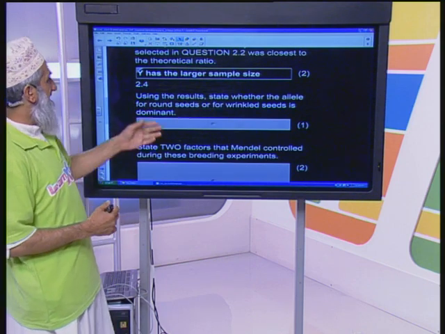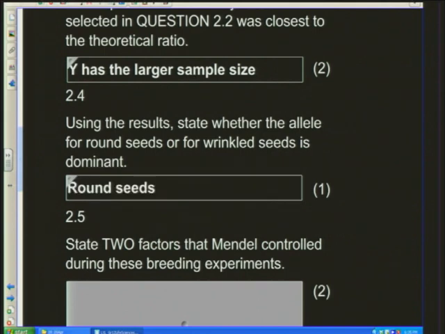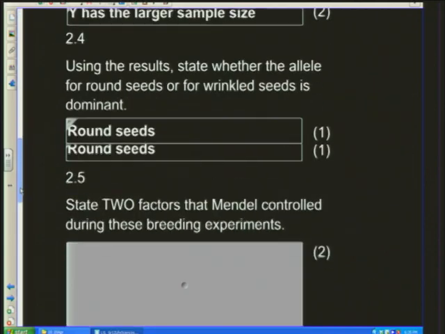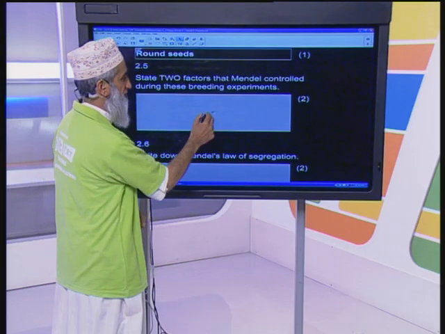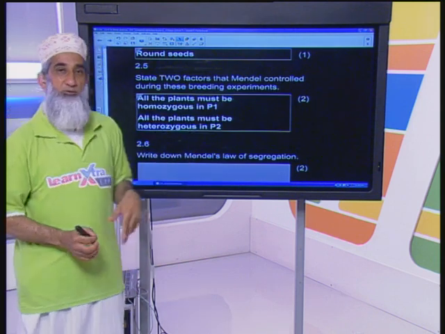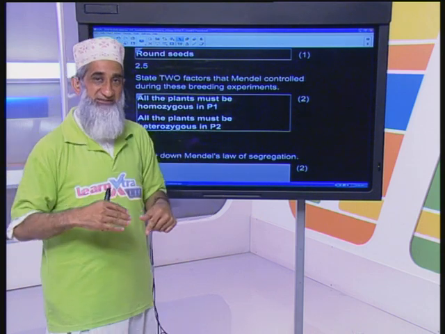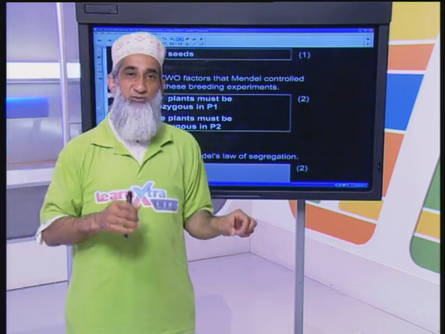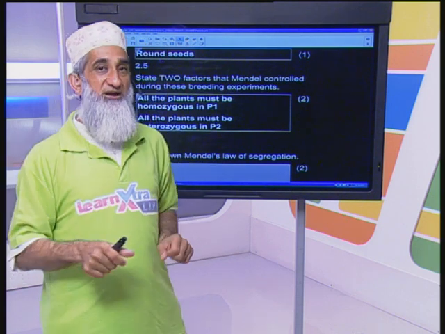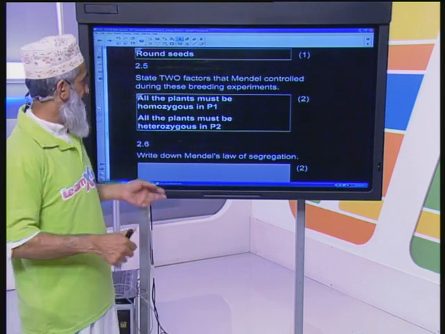Using the results, state whether the allele for round seeds or wrinkled seeds is dominant. You would have seen the results, and your answer would obviously be round seeds. State two factors that Mendel controlled during these breeding experiments. Just now we asked some questions about it, and it's coming back to bite you now. First of all, he had to make sure that when he started, his plants were true breeding, homozygous, in P1. And in the second stage, when getting the second ratio, the plants had to be heterozygous. You can't take a heterozygous plant and cross it with a homozygous plant. You're not going to get the same ratio.